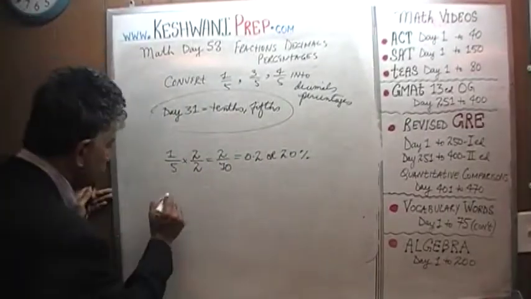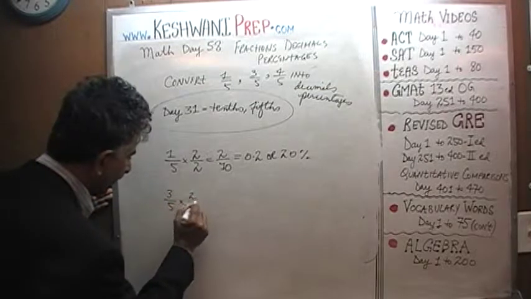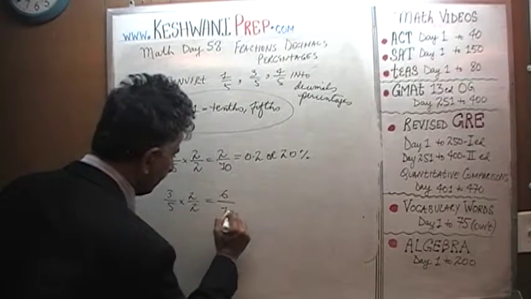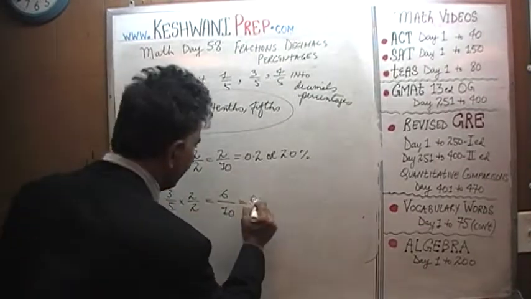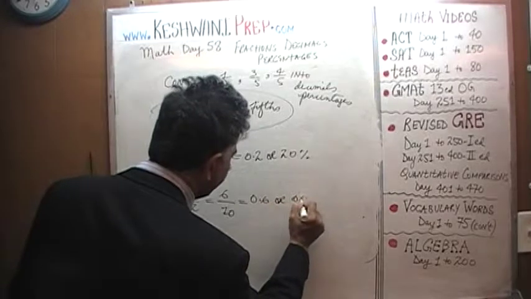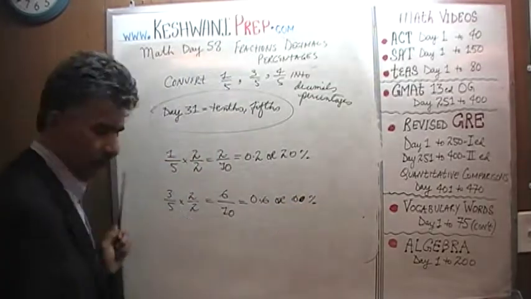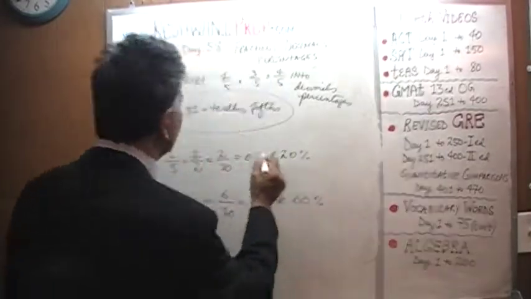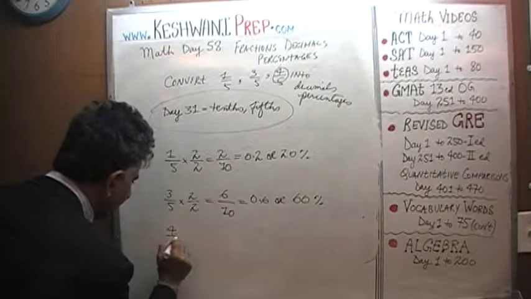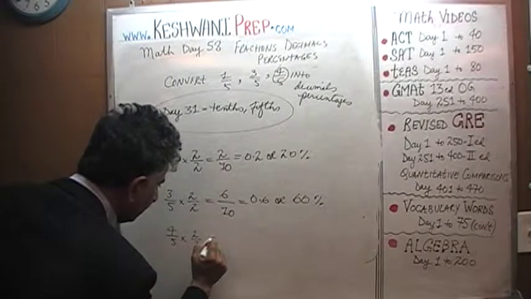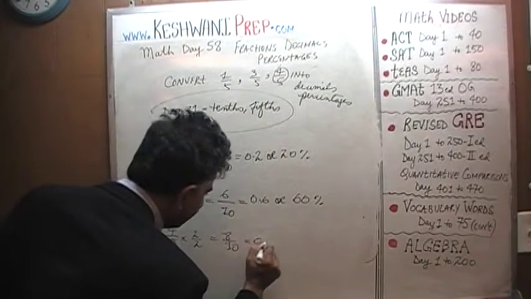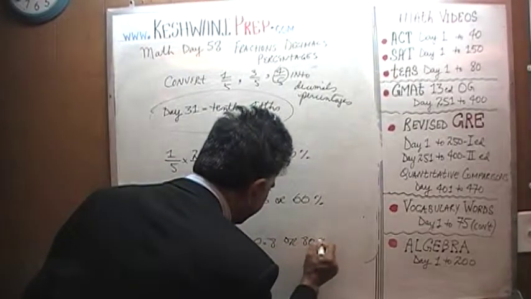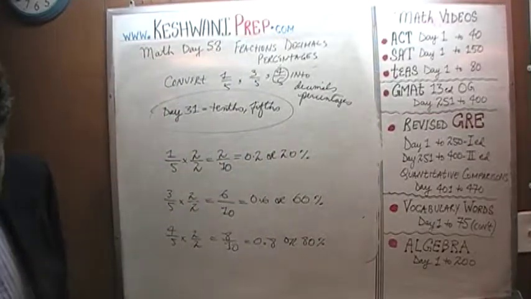Let's do the next one. 3/5, same exact trick, multiply top and bottom by 2. 3 times 2 is 6, and 5 times 2 is 10. So we end up at 6/10, which is of course same as 0.6, or 60%. Let's do the next one. Now we have 4/5, no different. 4/5 multiply top and bottom by 2, we end up with 8/10, which is same as 0.8, or 80%. So the first problem was a straightforward deal, nothing to it.